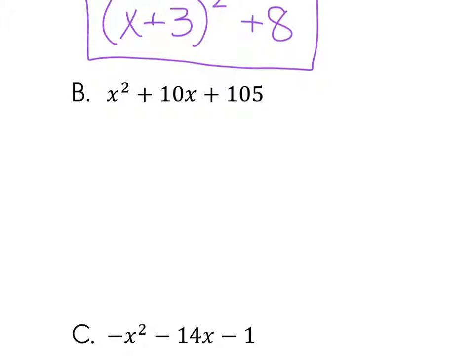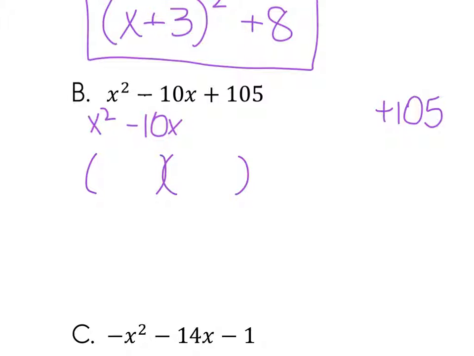For part B, let's change this plus 10x to a minus 10x. So let's write this as x squared minus 10x plus 105. Okay, let's begin. Remember that plus 105 is something that we're going to use towards the end of the problem. We're not going to use it just yet. What we're trying to do is take this x squared minus 10x plus or minus something and turn it into two of the same binomial times itself.